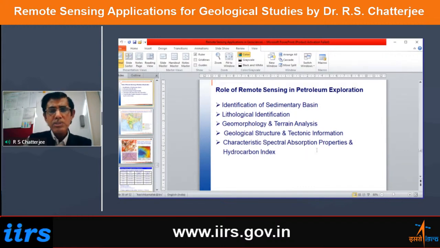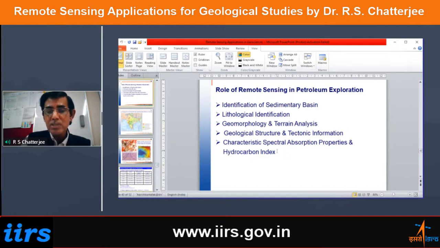Now, remote sensing is also very much important, particularly for reconnaissance of hydrocarbon exploration or petroleum exploration. For example, for identification of sedimentary basins, for lithological identification, geomorphology or terrain analysis, geological structures, tectonic information, and most importantly, the characteristic spectral absorption properties and hydrocarbon index are very, very important to interpret.